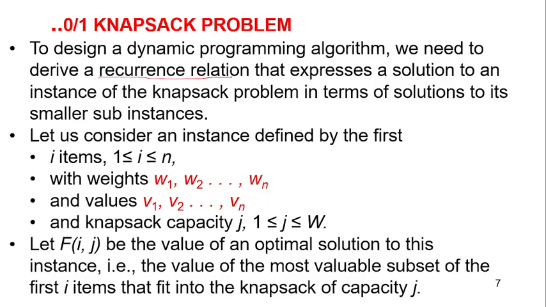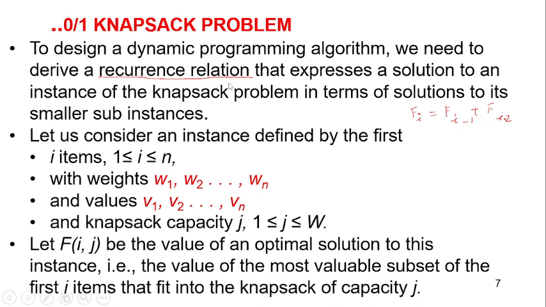Recurrence relation is the main thing in dynamic programming. For example, you already know the Fibonacci sequence. If you want to find the ith Fibonacci number, you should know F(i-1) and F(i-2), the previous two numbers. And if you want to find F(i-1), you should know F(i-2), F(i-3), and so on, the previous numbers. So that is the recurrence relation.